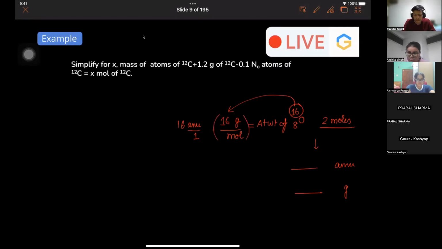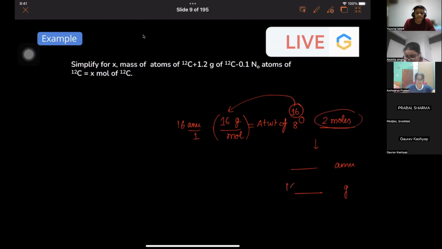But we will keep on repeating the things until everybody understands. 16 gram per mole is the atomic weight definition of oxygen, which tells you very clearly that 1 mole is how many grams? 16 grams. Simple. I'm asking, 2 moles are given, how many grams?